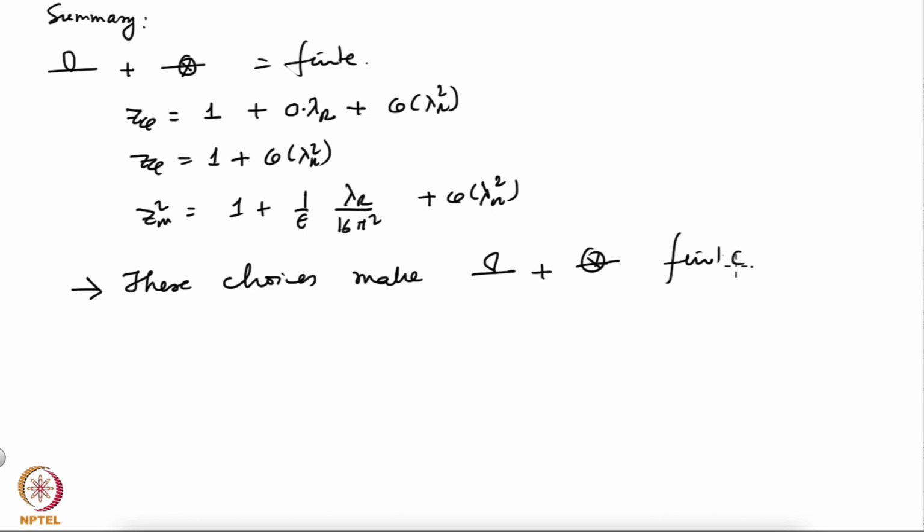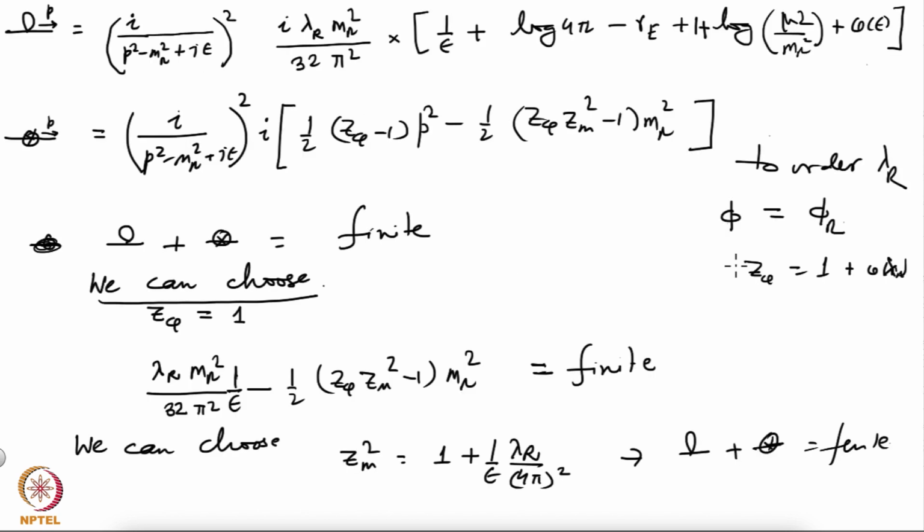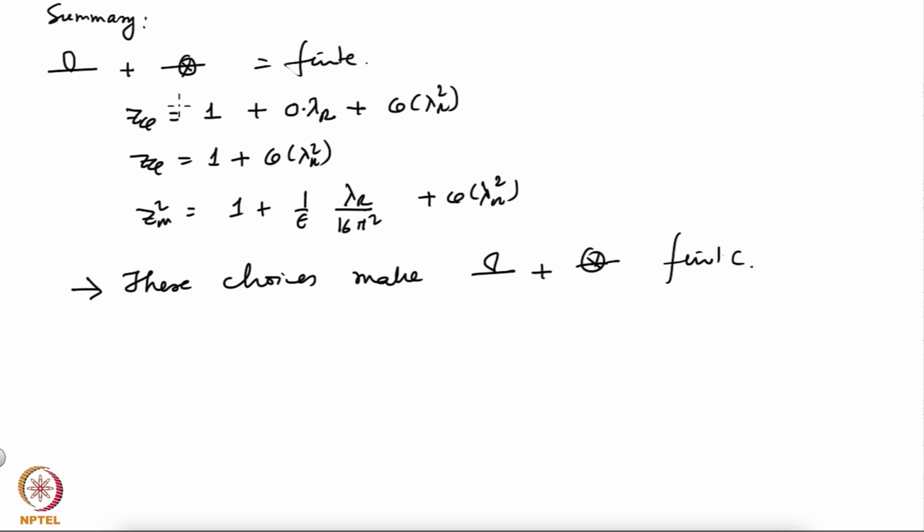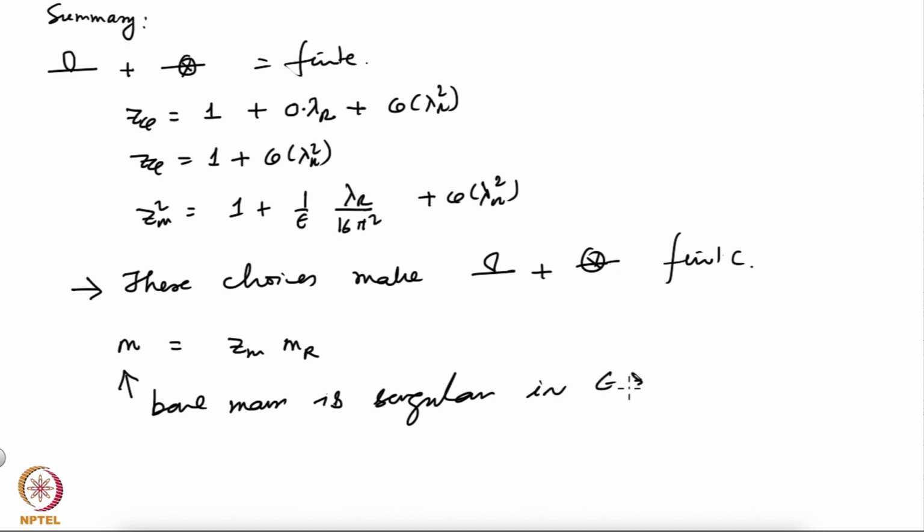Now you see, you can take the epsilon going to 0 limit. Because when you take that limit, these z's become infinite. You see, this z phi doesn't become infinite at one loop, because this is 0. But in principle, if you were to calculate order lambda r square and other terms, they will diverge. And also Zm has diverged. So what has happened is that the bare mass M, which was written in terms of the renormalized mass as Zm times Mr, has become singular. The bare mass is infinite in the epsilon going to 0 limit.